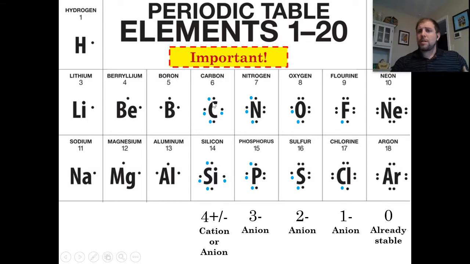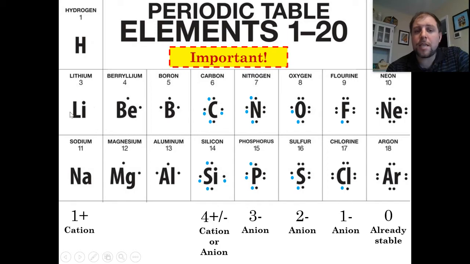Now, metals, nonmetals again, are stealing electrons to get an octet. On the left here, you'll see some metals: lithium, sodium, beryllium, magnesium, aluminum. In order to get an octet, these guys would have to steal a lot of electrons. It's too much of a hassle.